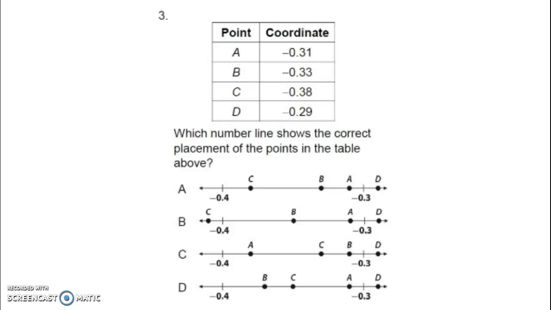A. C, B, A, D. B. C, B, A, D. C. A, C, B, D. D. B, C, A, D.